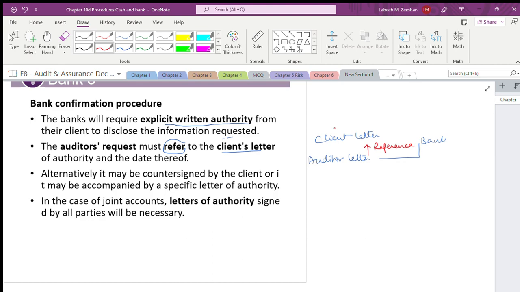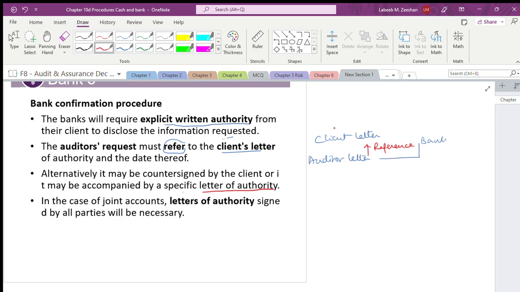It may be countersigned by the client, or it may be accompanied by a specific letter of authority, from whoever is the authorized signatory. Sometimes joint accounts will be there, which means two or more people will have signatory. See, with a bank account, as the amount is increasing, definitely the signature authority will also differ.